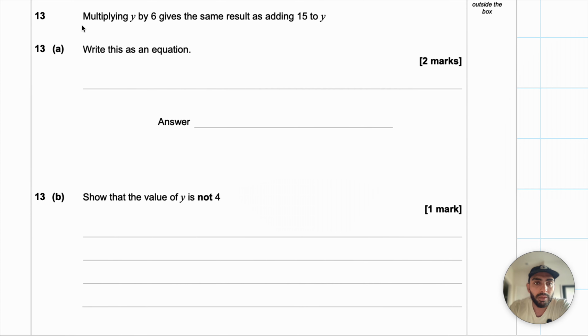Question 13. Multiplying y by 6 gives the same result as adding 15 to y. Write this as an equation. Let's concentrate on this bit first. 6 multiplied by y is the same as 6y, and 15 add y is equal to 15 add y.